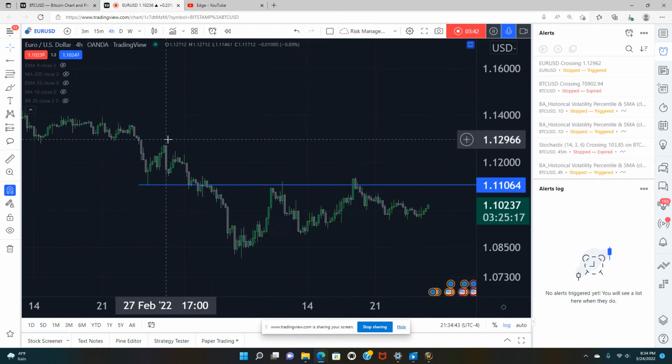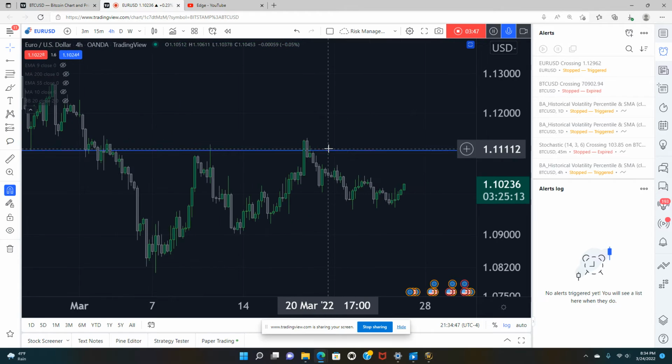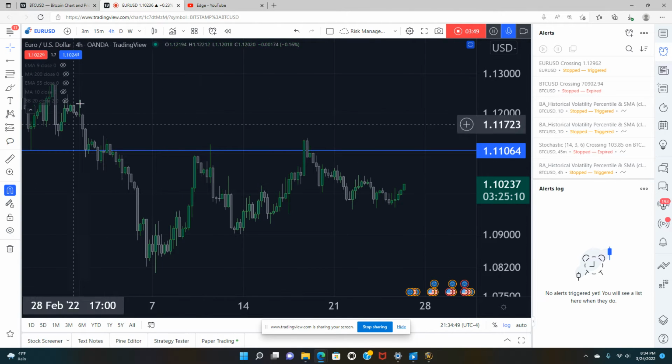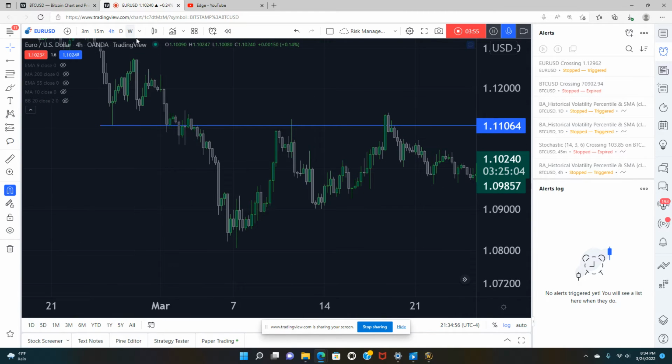Anyway, if we go down to a 4 hour chart, you can see this macro level a little bit more clearly. You can see, as we came down, hit that macro level, then we're rallying off it. And this is what I look for. This is a very important point.